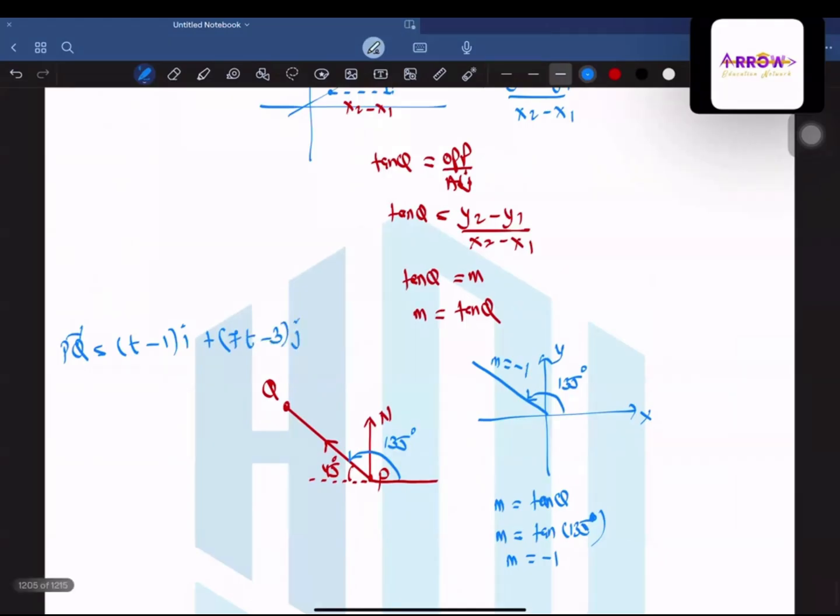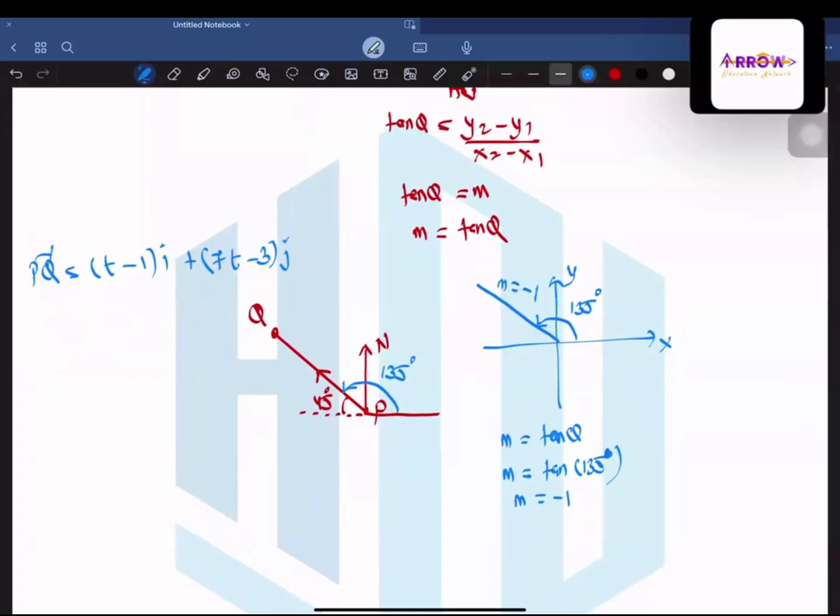Okay. So now this vector is essentially giving you an expression for the gradient, because the gradient is basically the change in y over change in x. I can say that the gradient of this line is change in y over change in x, meaning change in the vertical coordinates divided by change in the horizontal coordinates, meaning change in the j component divided by change in the I component. So I'm going to say that the gradient is 7t minus 3 divided by t minus 1, and the gradient is -1.